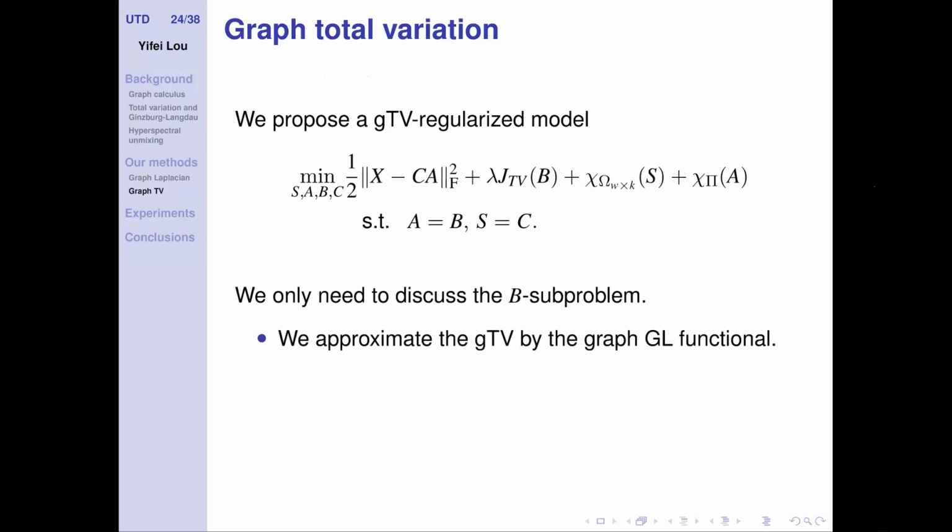There's something we need to be careful about because Ginzburg-Landau has a double well, meaning that the pixel has to be either 0 or 1. But obviously, we cannot have such an assumption for B because B is a probability. It cannot be only 0 or 1. So what do we do?